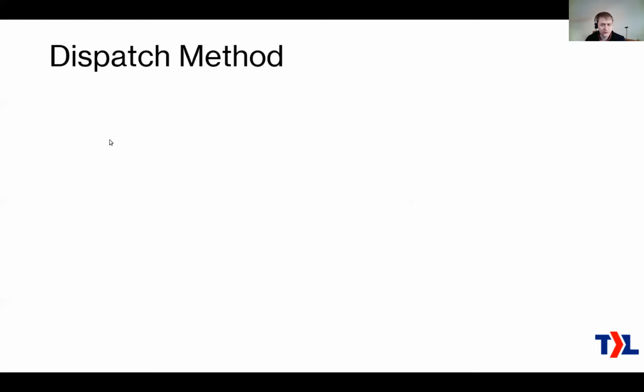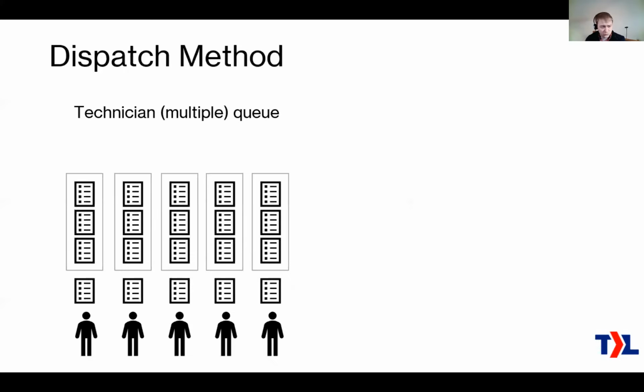Then the third choice has to do with the dispatch method, and here is one of the key things that has to do with Kanban. There are two choices here. You can do a technician queue, where when work comes in, it gets assigned to a technician right away. That's part of the triage and dispatch process: the work gets assigned to a specific technician. So each technician can see what they're working on right now, and what they have coming up, because everybody has their own queue of work.